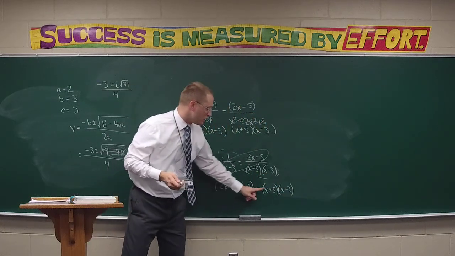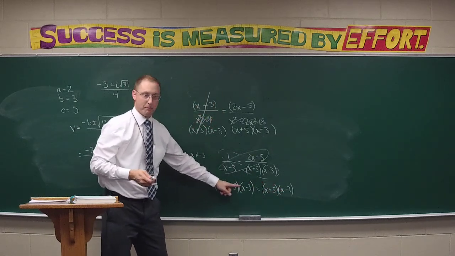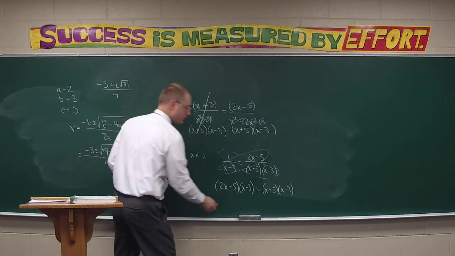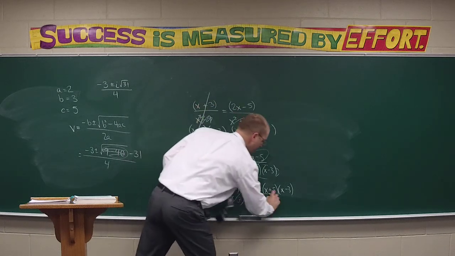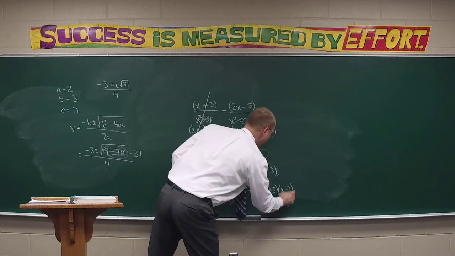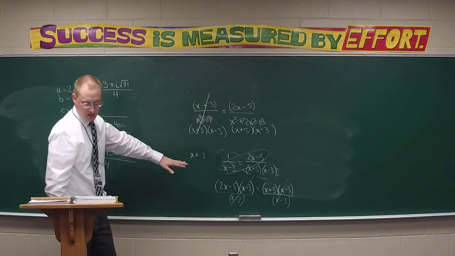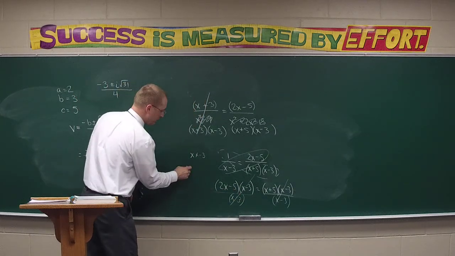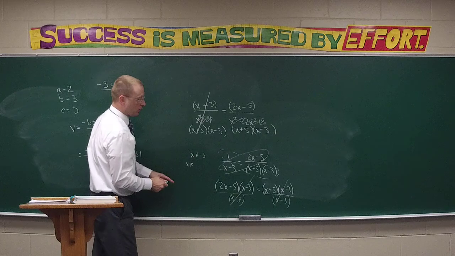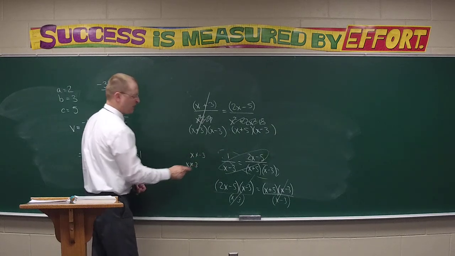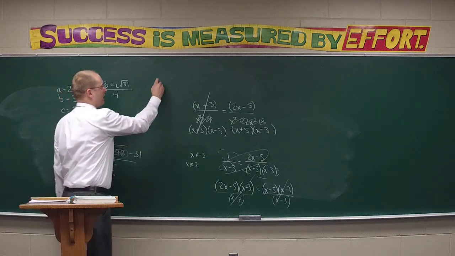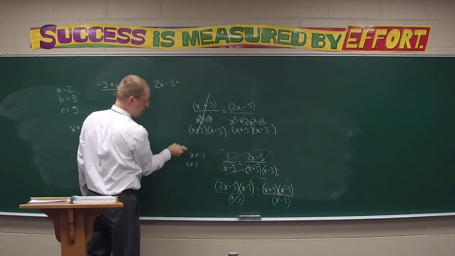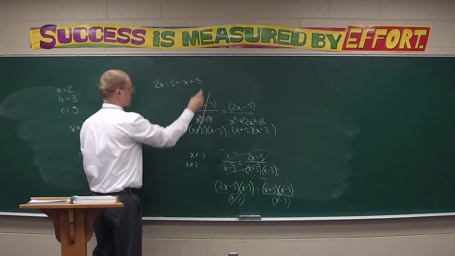Here we see that I could divide the x negative 3 away from both sides. But again, if we're going to divide that away from both sides, there we also have to set this unequal to 0 as well. So again, x cannot now equal positive 3. So now all that's left is a 2x negative 5 equal to an x positive 5.